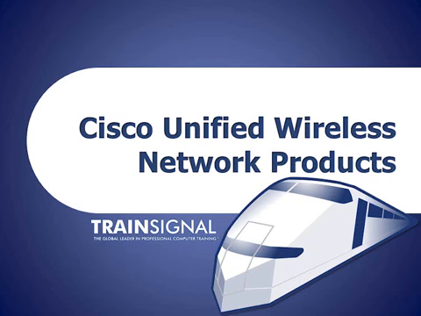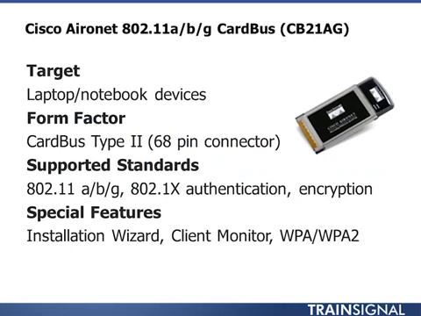Well, we have more Cisco products that we need to talk about, and in this particular part we're going to be talking about the wireless LAN adapters that Cisco produce. So the first product is the Cisco Card Bus, a very old form factor. It supports radios A, B, and G.